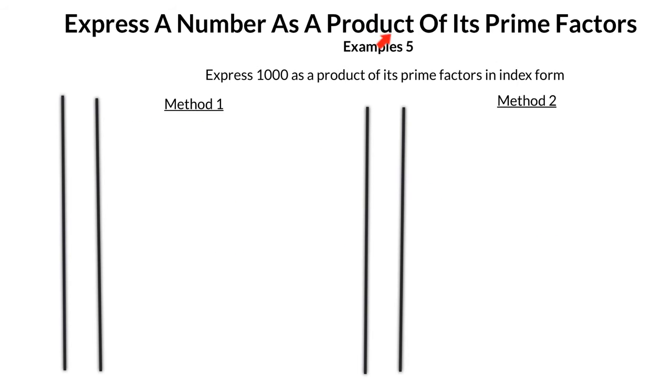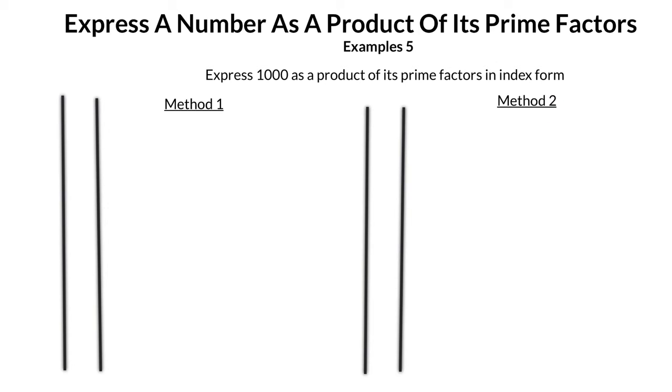Example number 5. Express 1000 as a product of its prime factors in index form. Now notice we asked it to be in index form. So when we are done with the expression, we'll have to write it in index form. We'll still consider our two methods. Method 1, the long division approach, and method 2, the tree and branch approach.